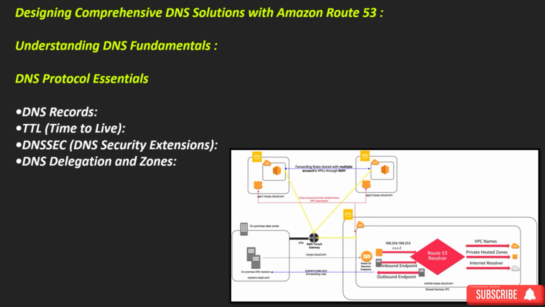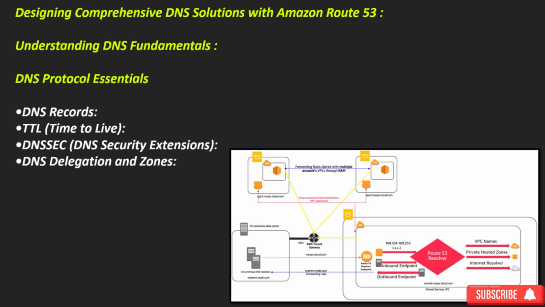Starting with the DNS protocol essentials, DNS records are the key elements that store information about the domain. Common record types include A, the address record, CNAME, the canonical name record, MX, the mail exchange record, and more. Next is the TTL, the time to live, which determines how long DNS information is cached. Shorter TTLs allow quicker changes to propagate, but can increase the DNS query load.